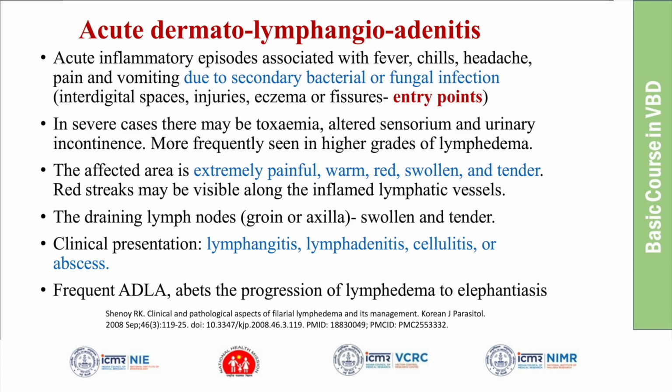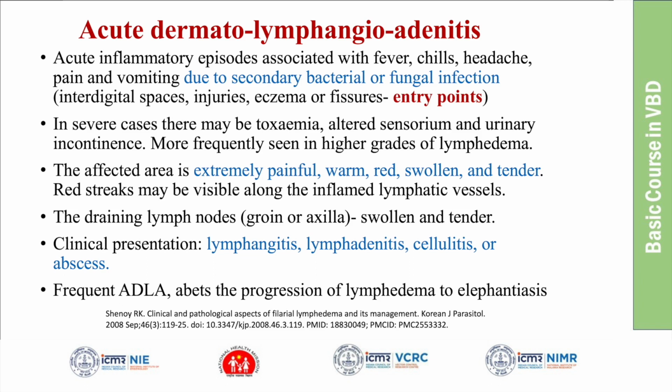In severe cases, they may also present with toxemia, with altered sensorium, and urinary incontinence. This is more frequently seen in higher grades of lymphedema. The affected area during ADLA is extremely painful, warm, red, swollen, and tender. The person is totally incapacitated. He is not able to move around. Also, red streaks may be visible along the inflamed lymphatic vessels.